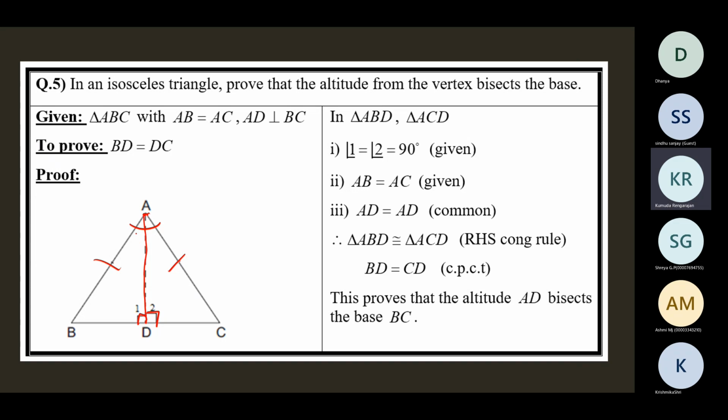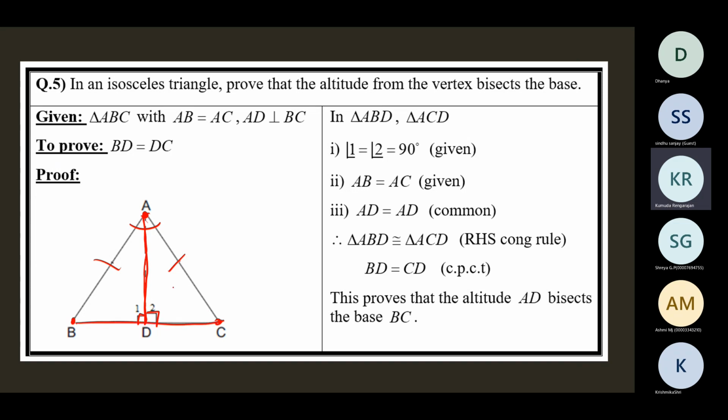You need not prove that it's perpendicular to the base, but you must prove that it bisects the base. It's a very simple proof, children, but you still need to understand the statement. So you're given an isosceles triangle. This is the vertex, or the vertical angle. The altitude from the vertical angle bisects the base.